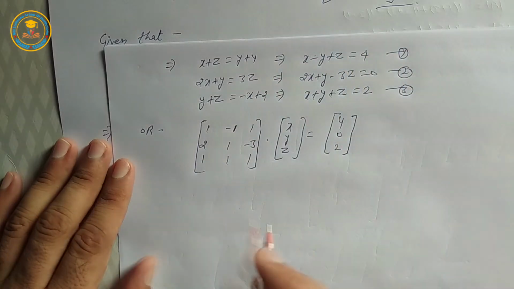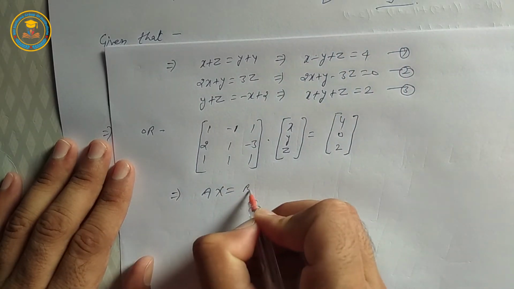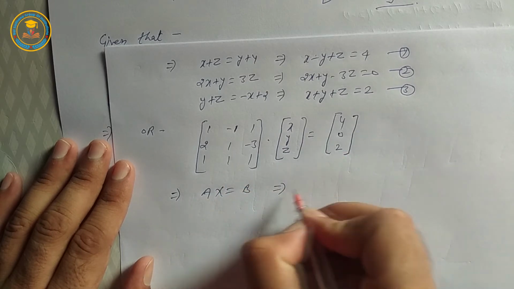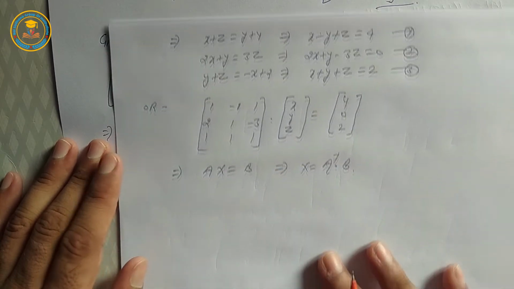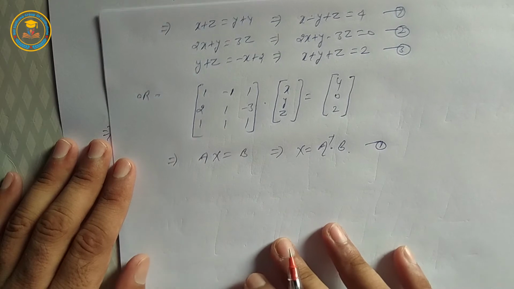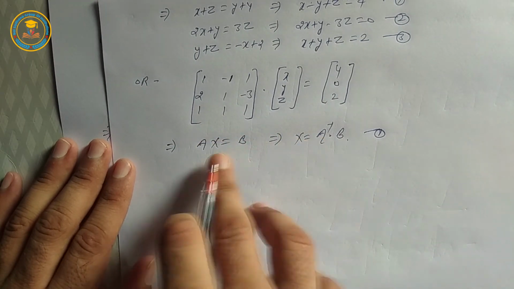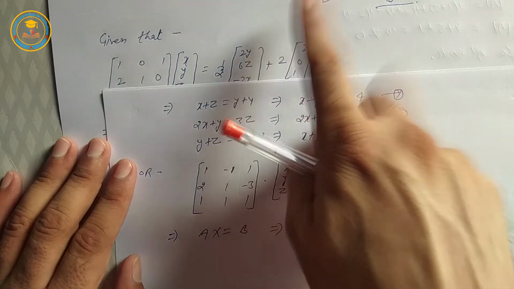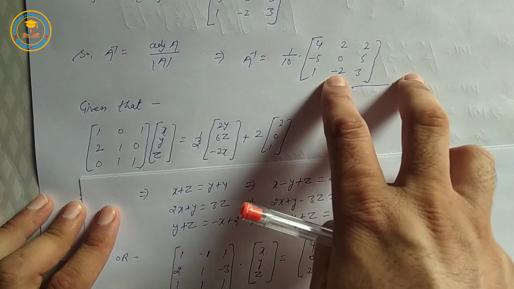system of equations implies AX is equal to B, matrix A into matrix X is equal to matrix B, implies X is equal to A inverse into B. Equation first. Matrix A inverse: inverse of matrix A is equal to 1 by 10 into matrix A.